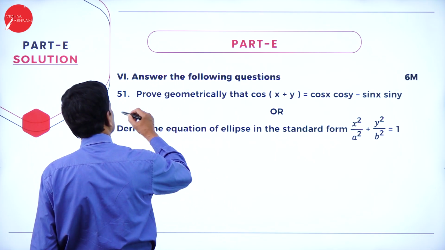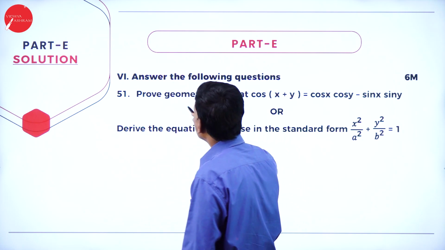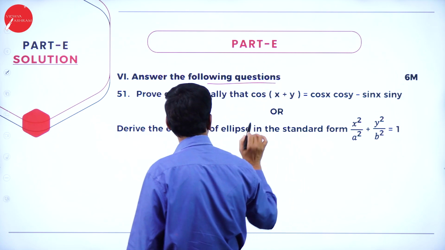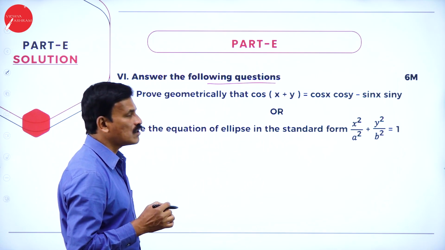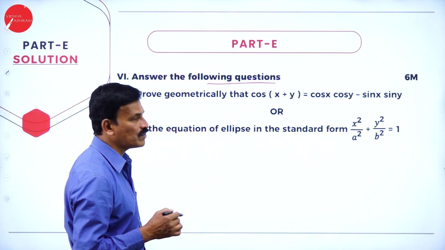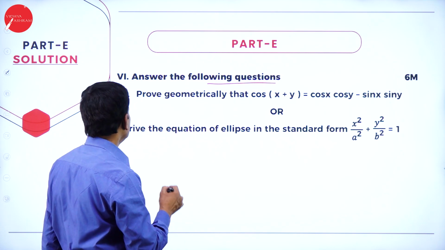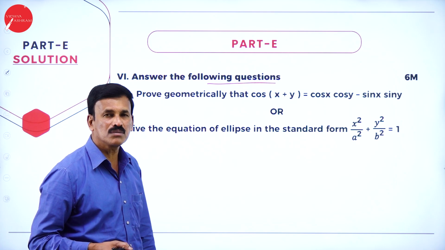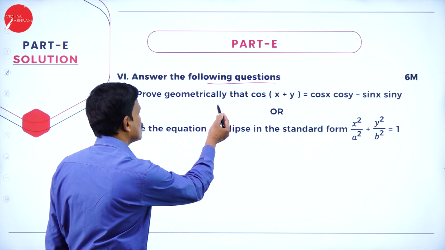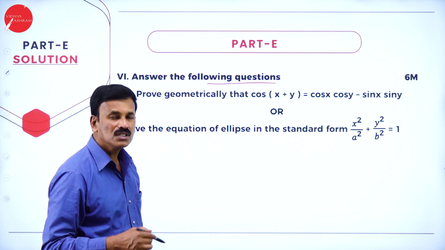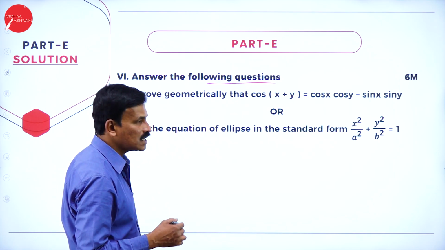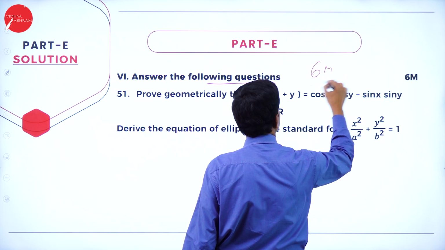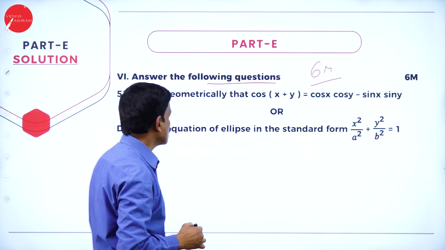What is the problem given? This is a 6 marks question. Answer any one of the following, either this or this. Prove geometrically that cos(x plus y) is equal to cos x cos y minus sin x sin y, or derive the equation of an ellipse in the standard form x square by a square plus y square by b square is equal to 1. You can answer the first or the second, whichever is easier. Each carries 6 marks. Now let us discuss both the questions.